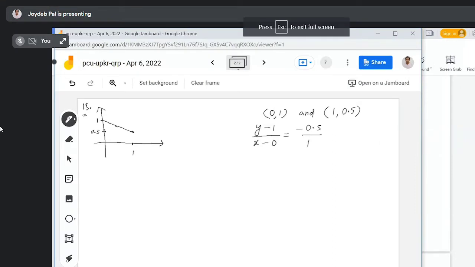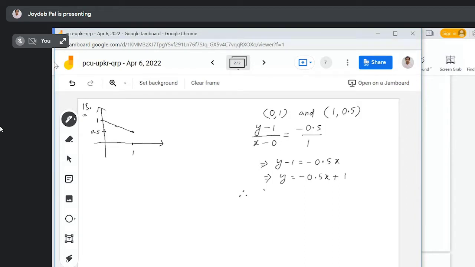y2 minus y1 over x2 minus x1. Therefore, it is y minus 1 is equal to minus 0.5 x. Y will be minus 0.5 x plus 1. And in terms of t and f(t), what will it be? f(t) is equal to minus 0.5 t plus 1.